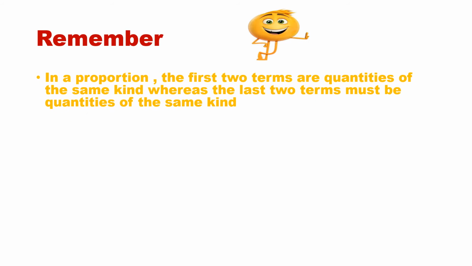Now there are some points which we should remember about proportions. What are those? In a proportion, the first two terms are quantities of the same kind. Always when we write ratios, we know that a ratio has quantities of the same kind, isn't it? Kg and kg, meter and meter, hour and hour.